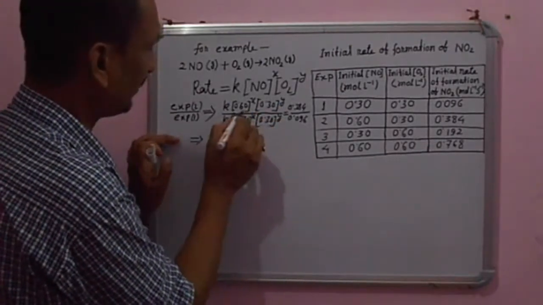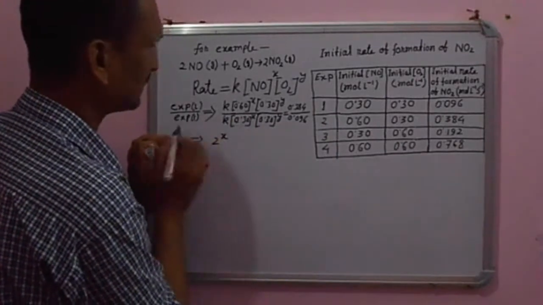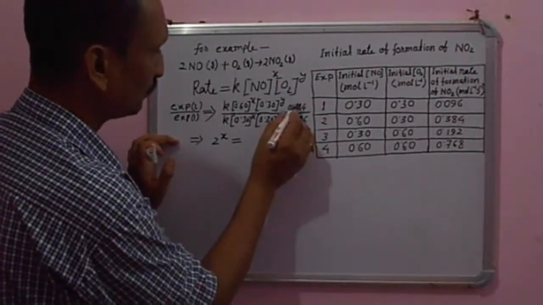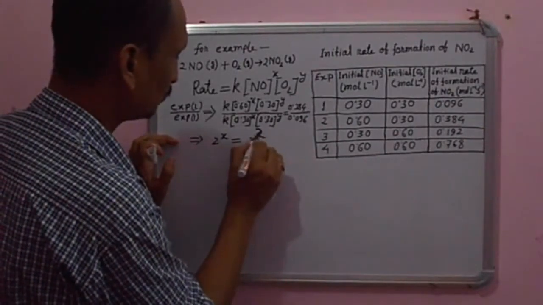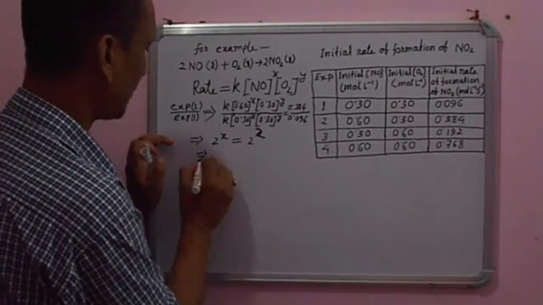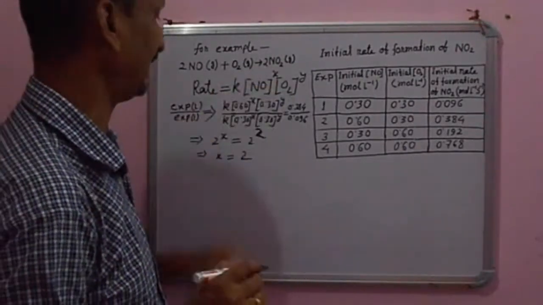So this implies here K cancels, 0.3 to the power y, 0.3 to the power y, will be cancelled. Now here 0.6 by 0.3, that means 2 to the power x, that will be equal to 4, that means 2 to the power 2, or this implies x will be equal to 2. So this way we can find out the value of x.